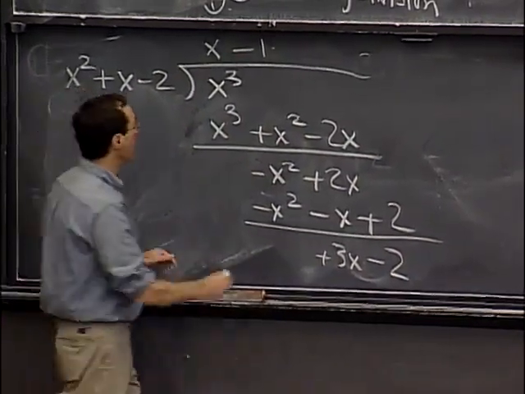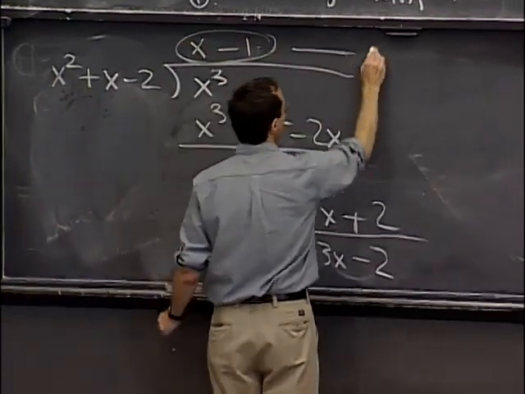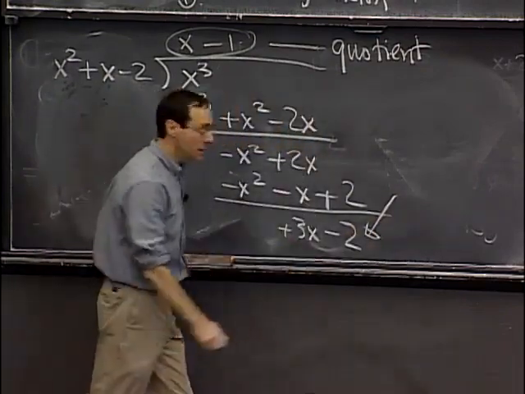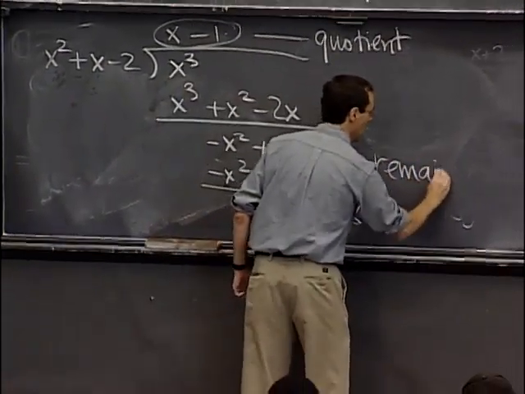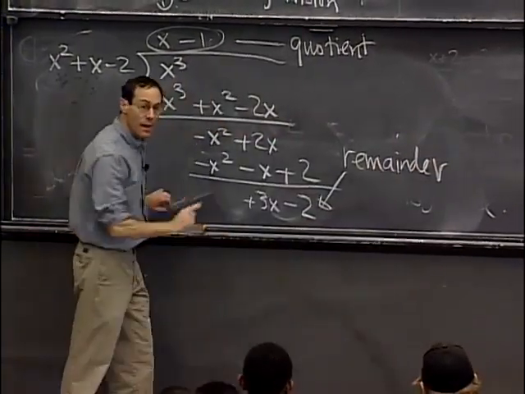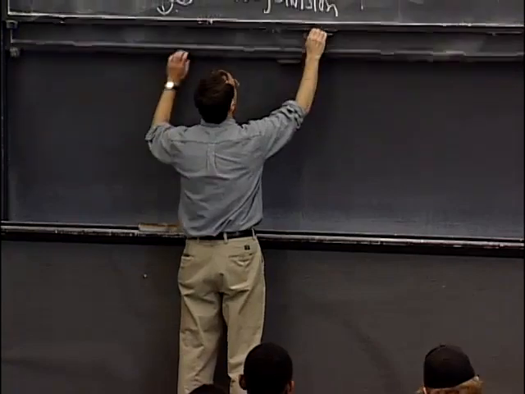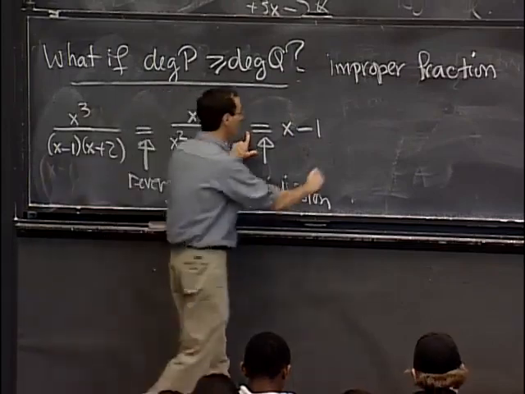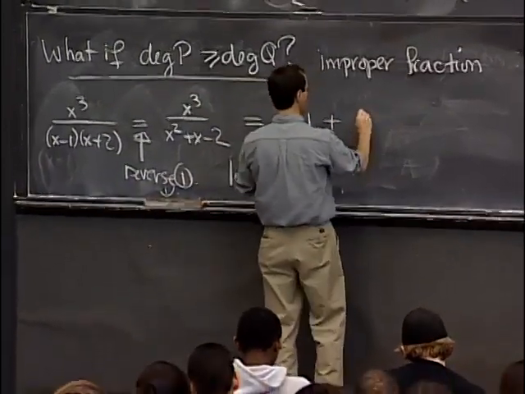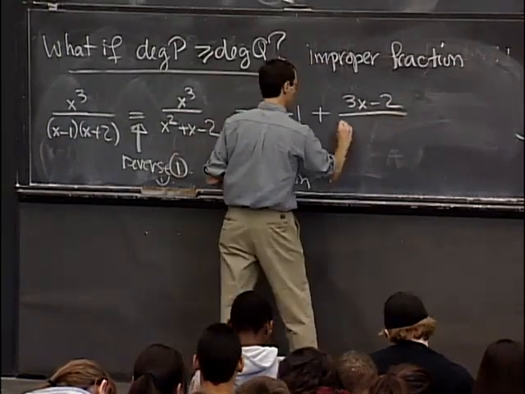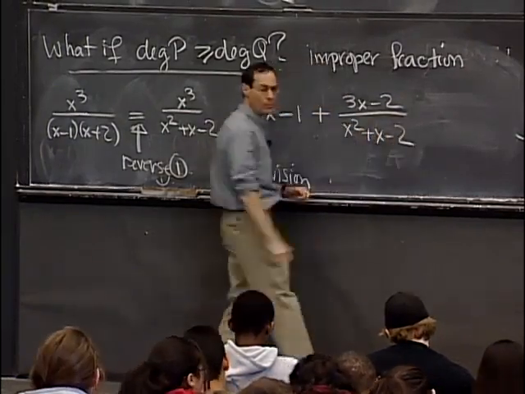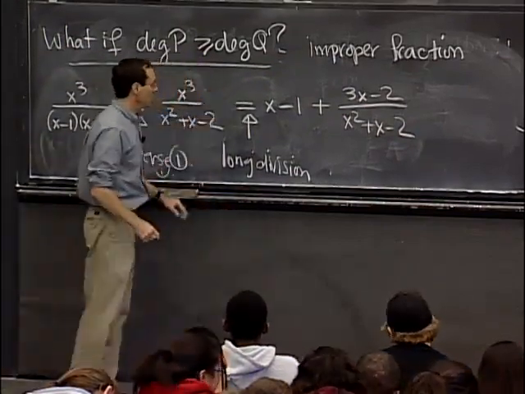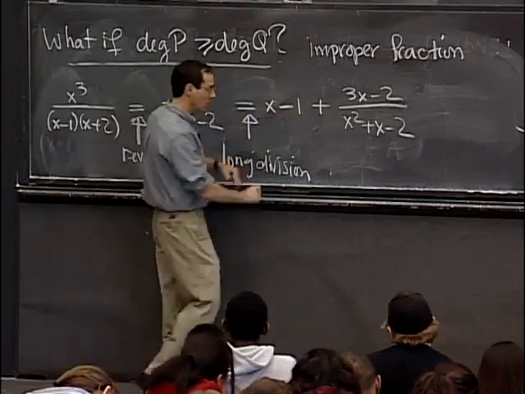Okay? Now, this thing has a name. This is called the quotient. And this thing also has a name. This is called the remainder. And now, I'll show you how it works by sticking it into the answer here. The quotient is x minus 1, and the remainder is 3x minus 2 divided by x squared plus x minus 2. All right? So the punchline here is that this thing is easy to integrate. This is easy.